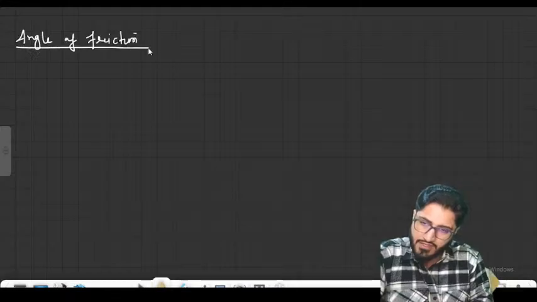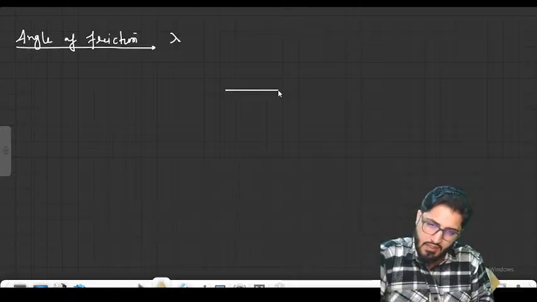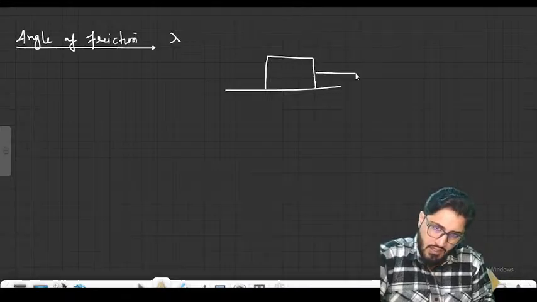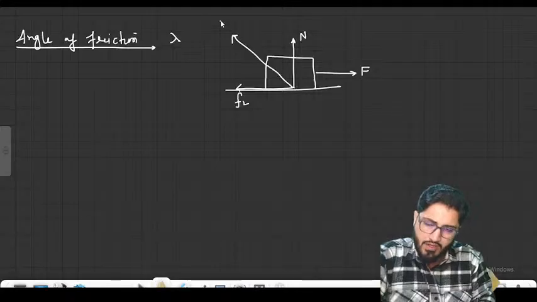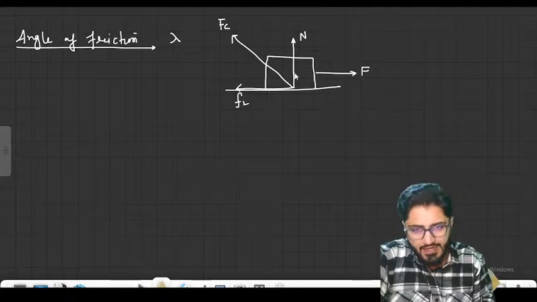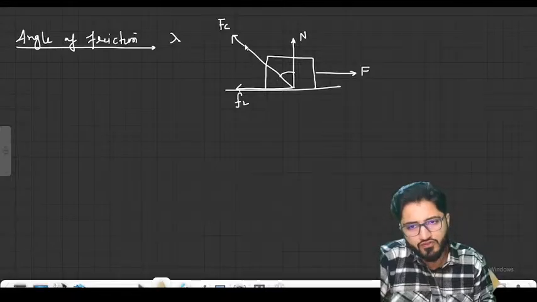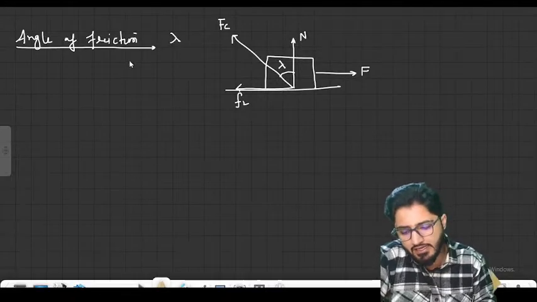there is an angle of friction. Angle of friction is lambda. What is angle of friction? Applied force, normal reaction, my frictional force, contact force. The angle between normal force and the contact force is known as lambda. That lambda is the angle of friction.